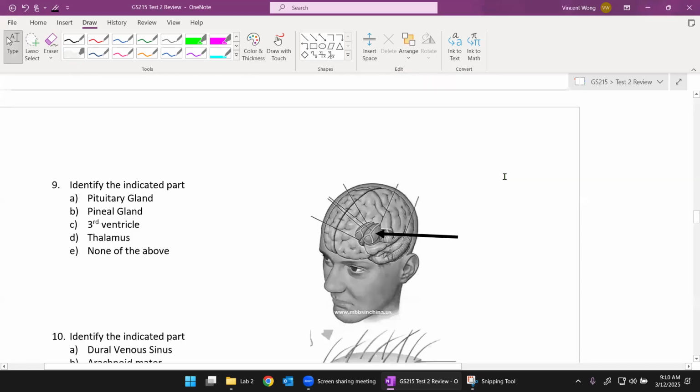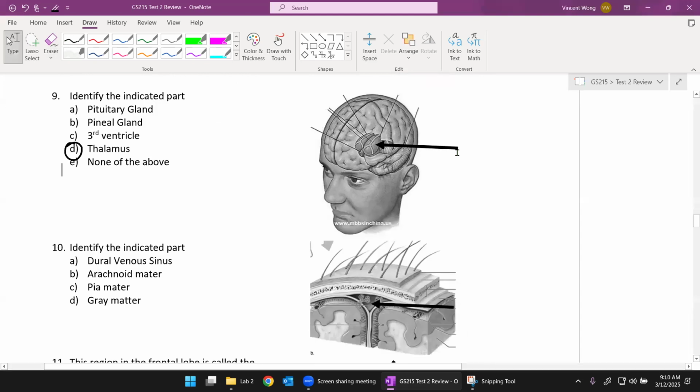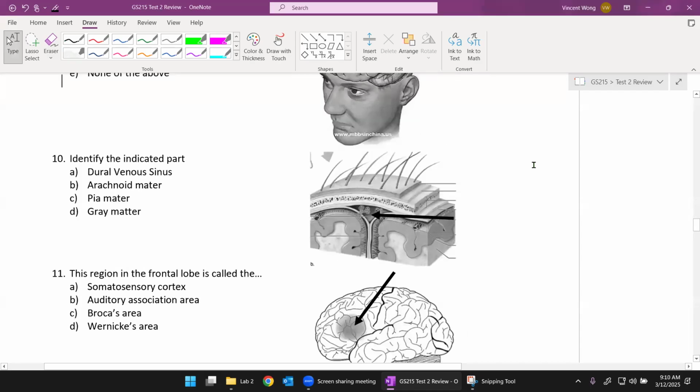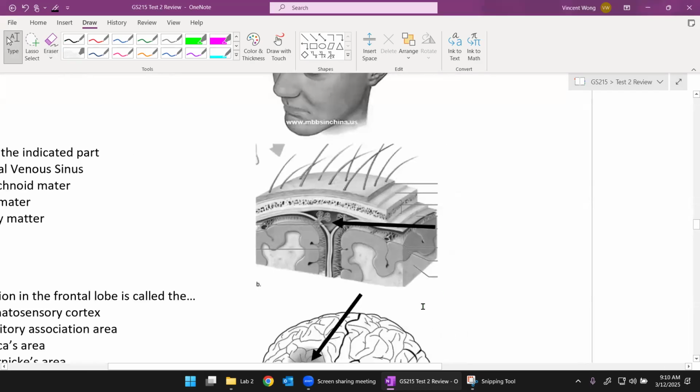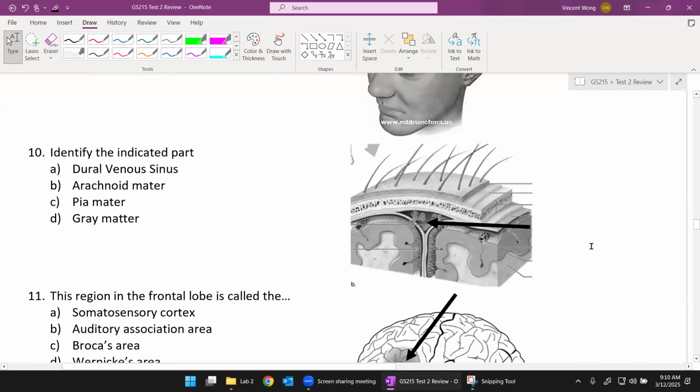How about this? Anybody know what this might be? Yep, that is the thalamus. Very good. They receive sensory information and filter it, except for smell. Identify the indicated parts.